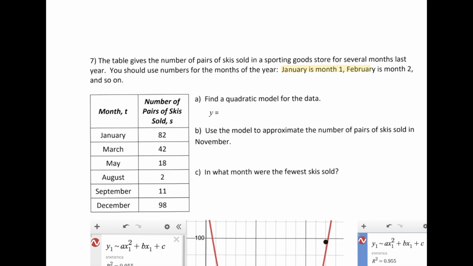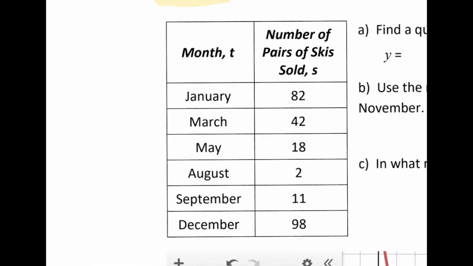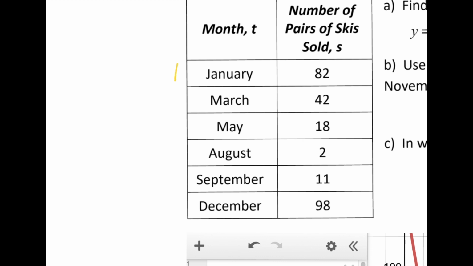to number the months. January is month 1, February is month 2. So what I'm going to do before I even type any of this into Desmos is come over here and say 1, and then March is 3, and May is 5, and August is 8, September is 9, and December is 12. Those are the numbers that I'll type in as my X values, which are represented by T, and the number of skis sold is going to be my Y values, or my dependent axis.